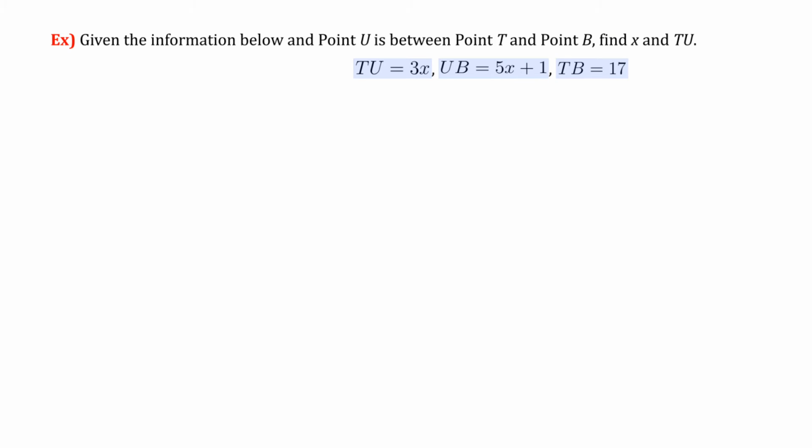All right, let's go ahead and give one more a try. So in this example, it says, given the information below and point U is between point T and point B, they need us to find X and TU.